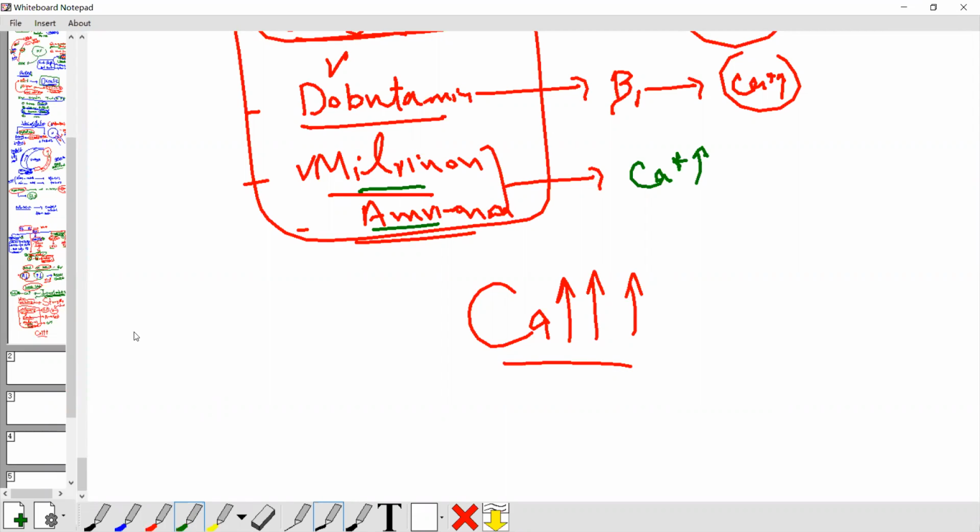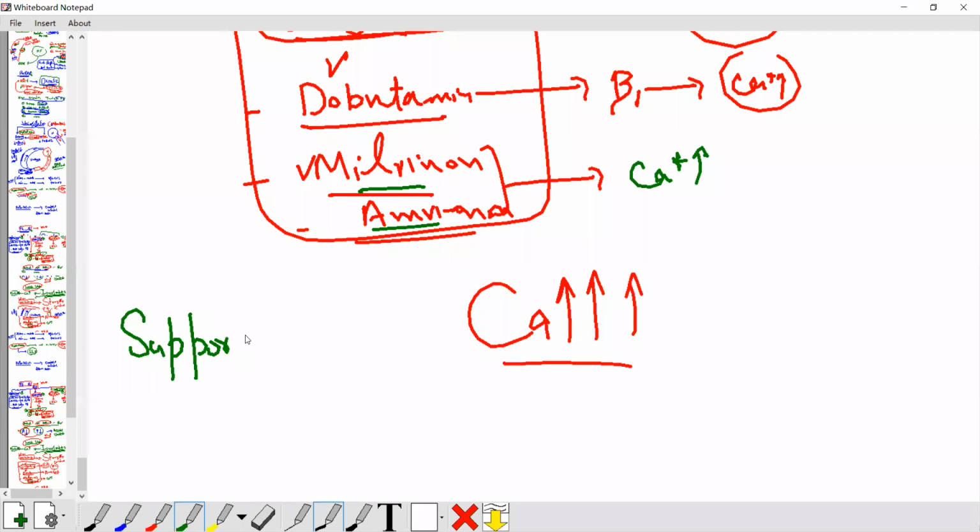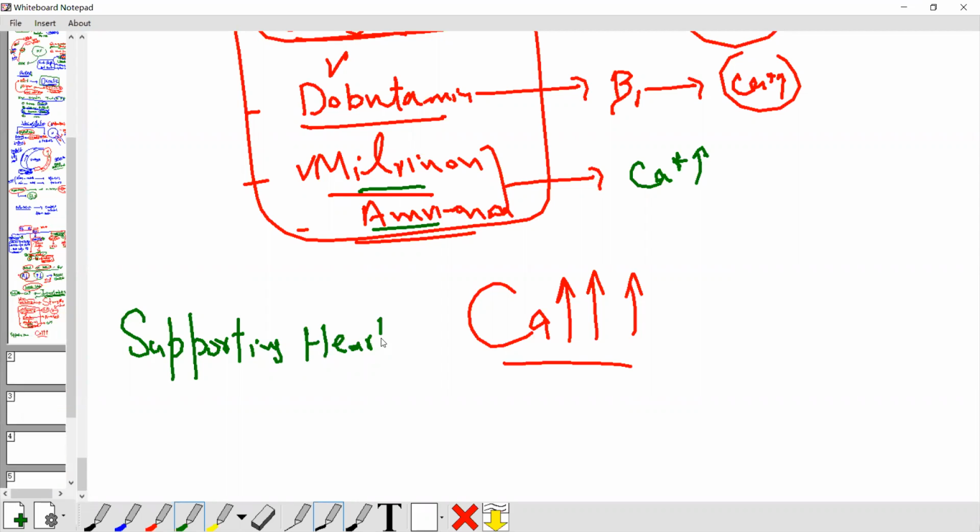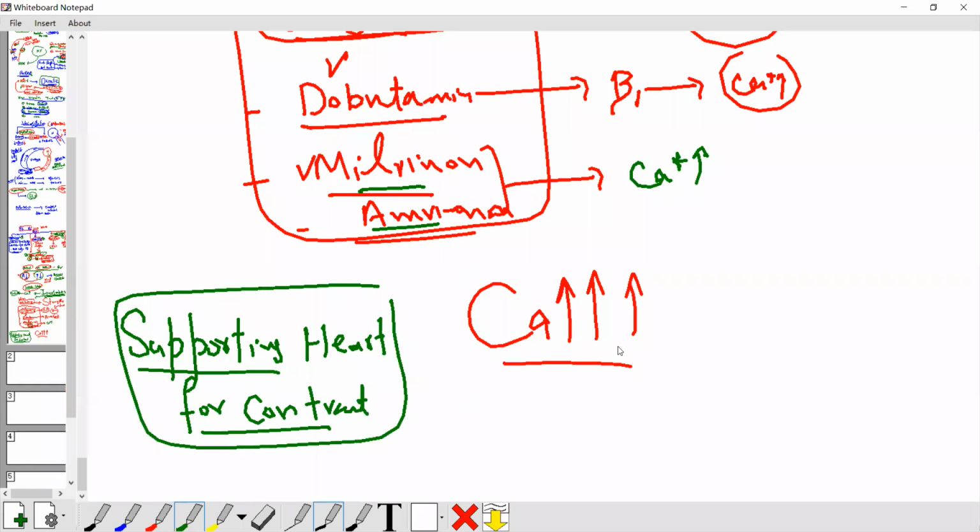Now your heart is weak. Now what are we doing? We are supporting the heart. We support the heart for contraction. The heart is already in much failure condition. But now we support the heart muscles by giving extra calcium, so a few muscles still strongly contract.